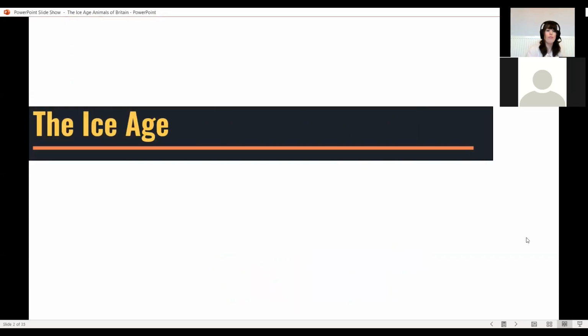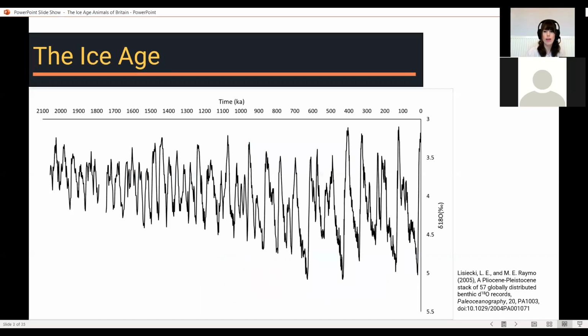So firstly, I thought I'd talk about what the Ice Age actually is. So when you're thinking about the Ice Age, you might be thinking about a period that's cold all the time, where the land is covered by glaciers and ice sheets, and it's very snowy and quite barren. In actual fact, the Ice Age was not like this all the time.